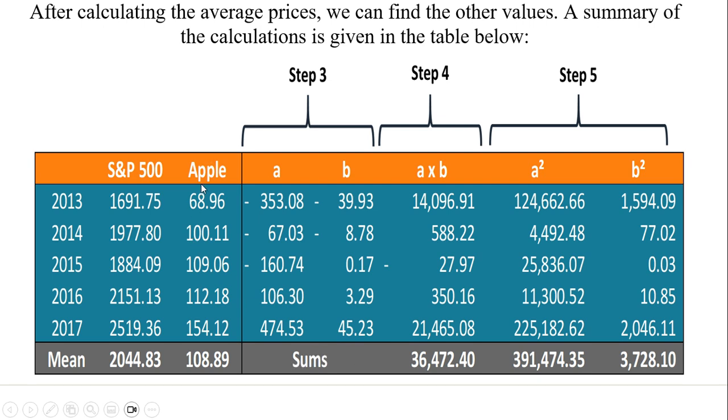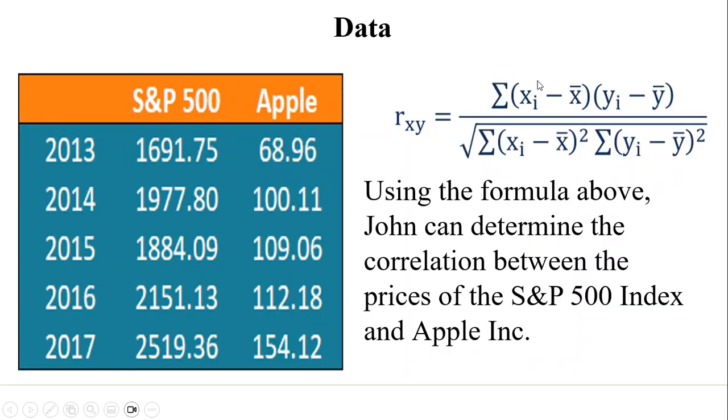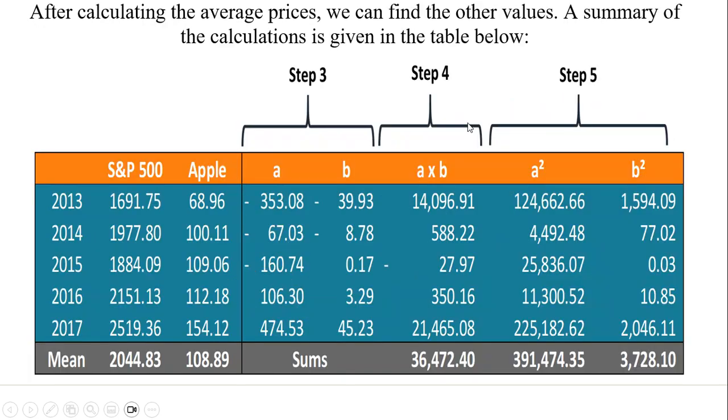Now the same thing for Apple, we do it. So now let's get back to that formula. Now this xi minus bar x is what we just did here, that is represented as A here. We have it here. Now B is Apple, that is 68.96 minus 108.89 will give you minus 39.93. 196.11 minus this mean will give you what? 87.78.